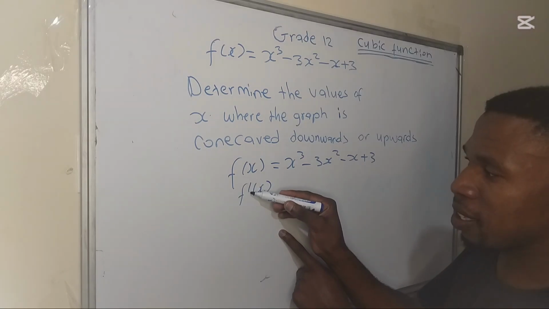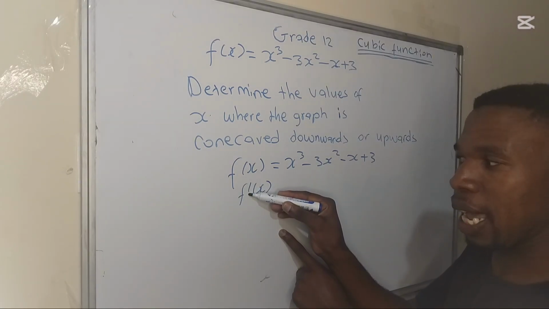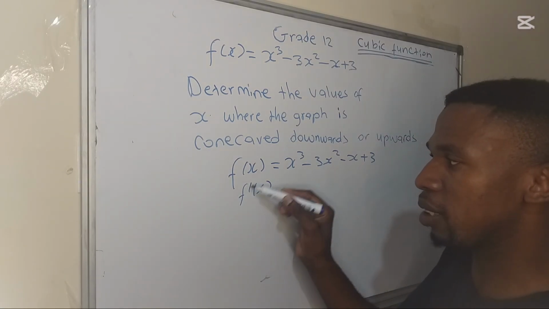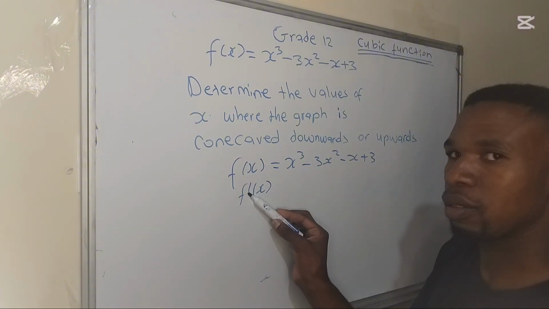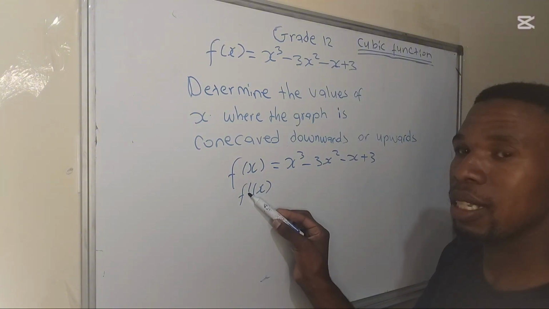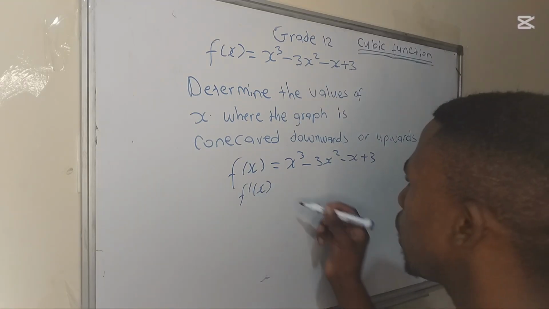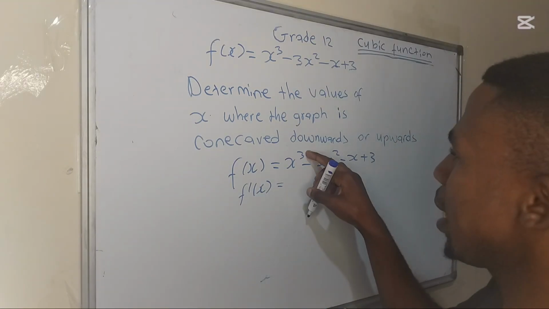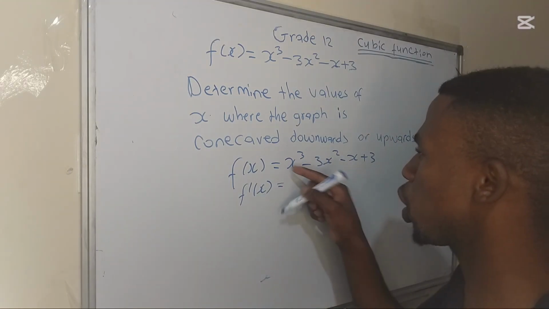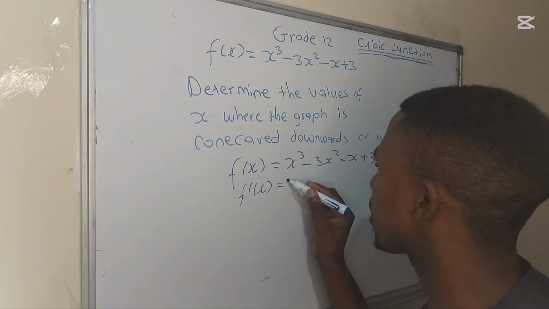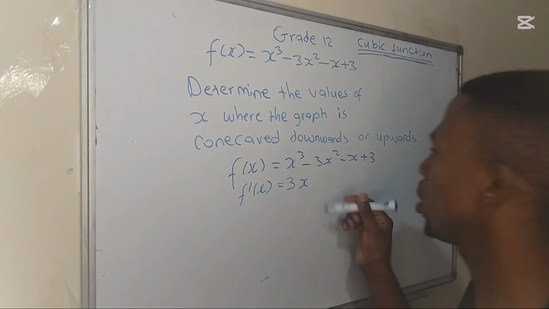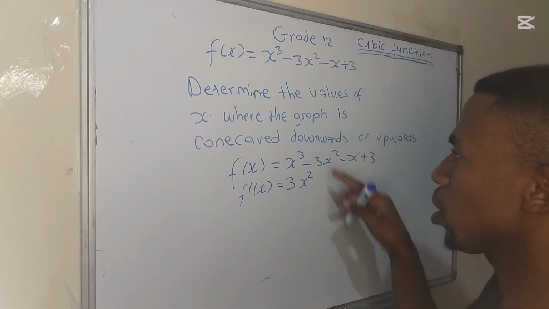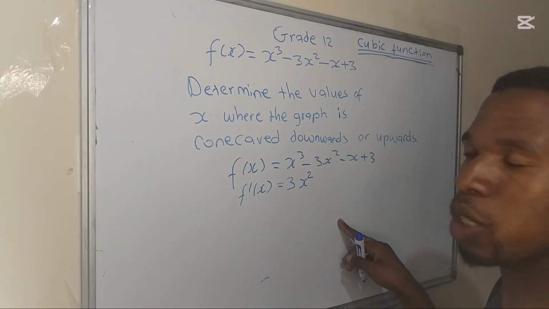This line symbolizes the first prime. So f prime of x equals 3 multiplied by the coefficient, which is 1. So 3 multiplied by 1 is 3. Then x, then subtract 1 from this exponent. 3 minus 1 is equal to 2.